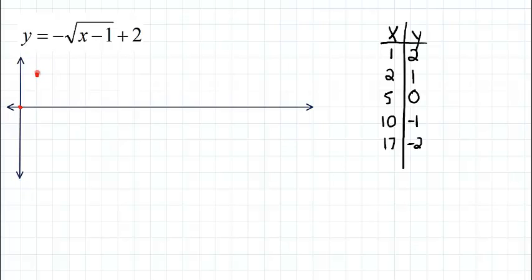Now, normally our radical function would curve kind of up like that, but it's not in this case. Because we have a negative right there in front of our radical, we're actually going to curve down into the right. Okay, so my starting point was right there. Now we're going to curve down towards this way, and that's what our graph is generally going to look like.